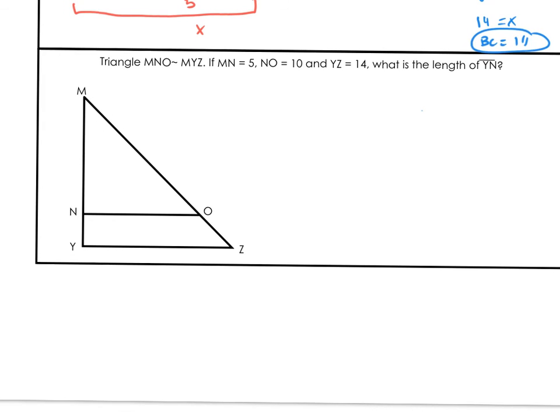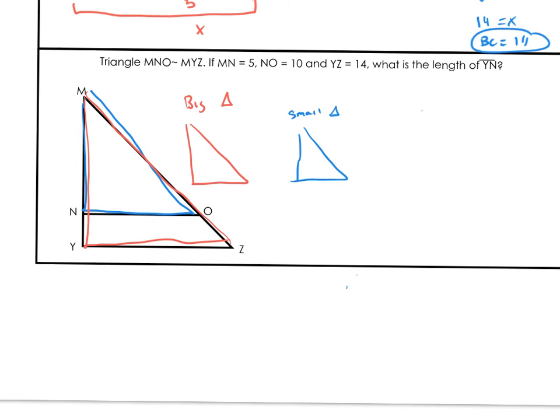I suggest you pause the video and try it yourself, but let's try it anyway. So we have our smaller triangle, MNO, right? That's our small triangle. Just drawing a rough sketch of it. And we get our big triangle, MYZ. Sorry, they say they're similar. Okay, so we got our two triangles, big and small. MN is 5, NO is 10, YZ is 14.